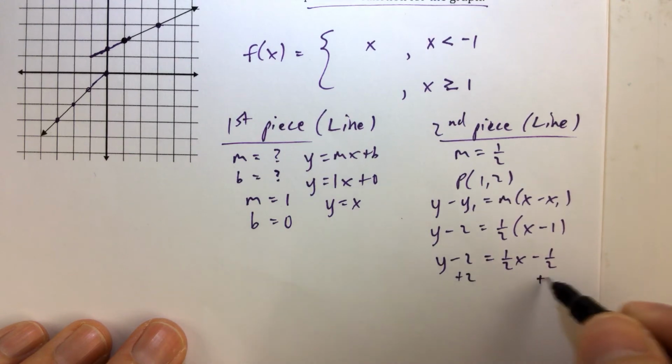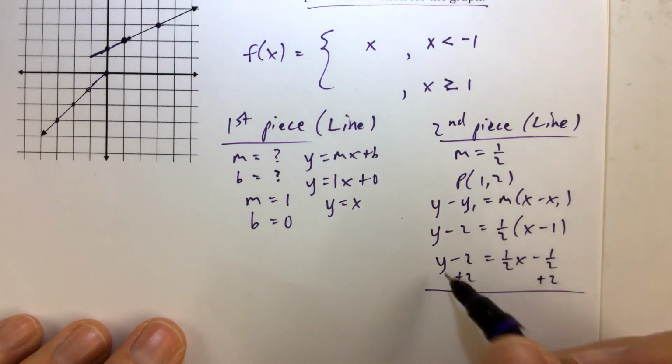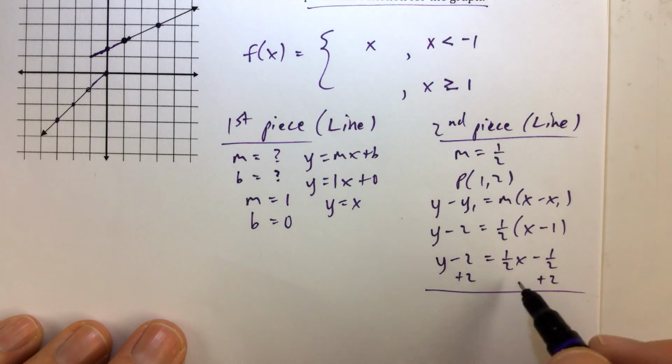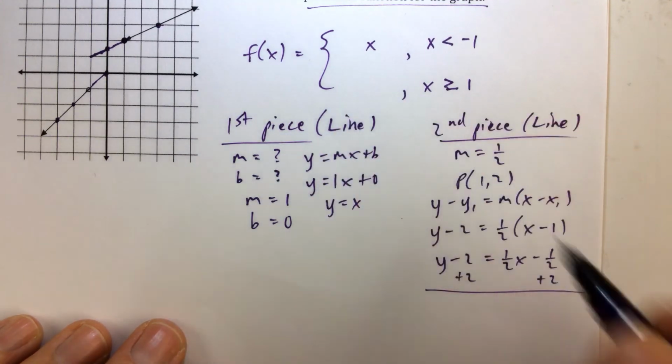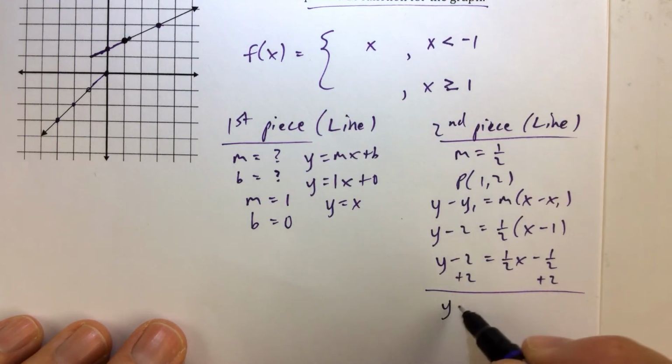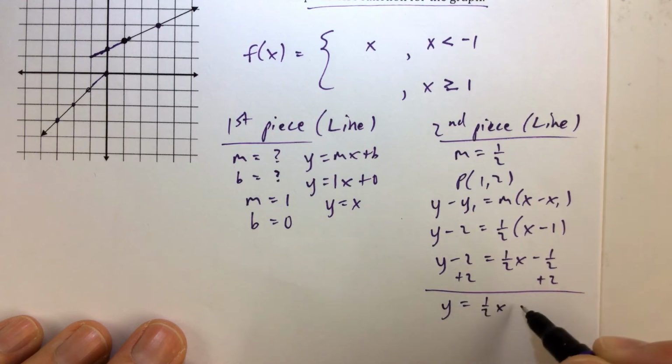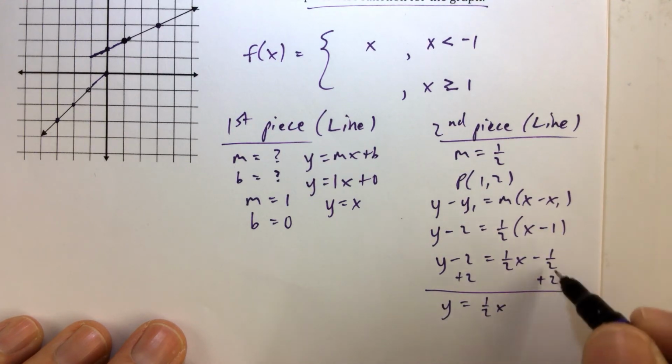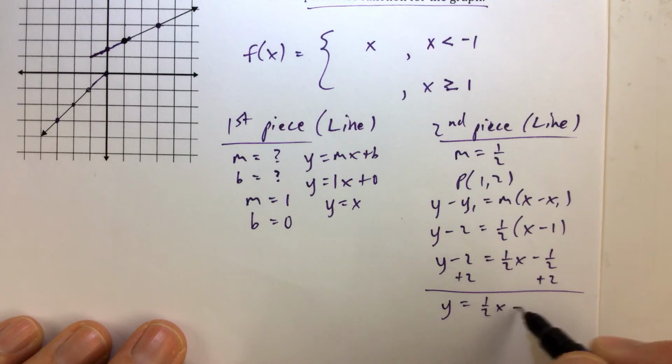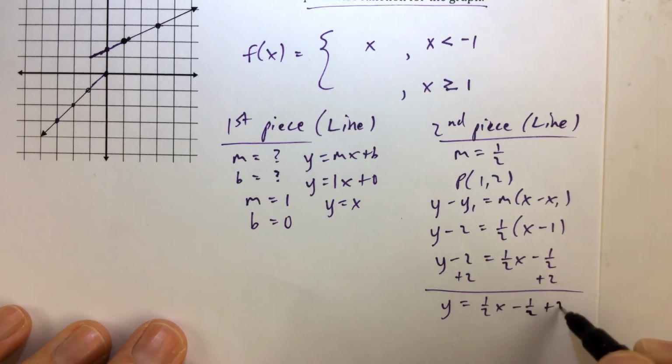And if we add 2 to both sides, so here's the deal. You have to solve for y and then put what you get for y right in there in that second piece. That's why we're solving for y. We get y equals 1/2 x, now minus 1/2 plus 2, we'll do that here, and then we'll do that one last step.